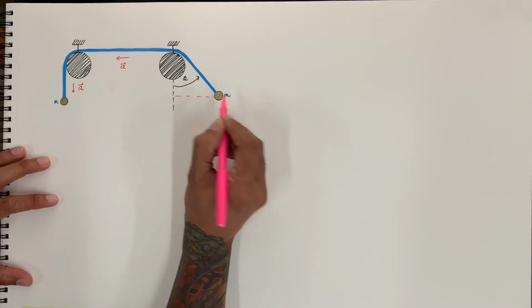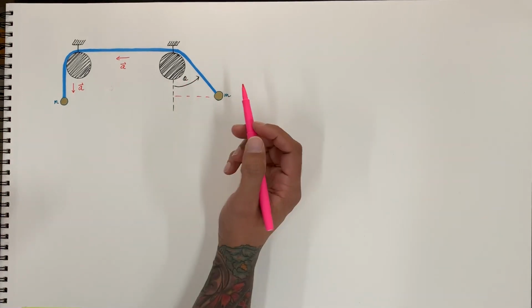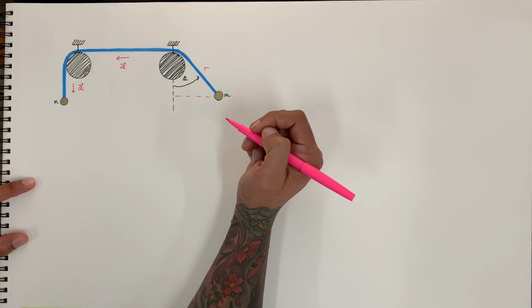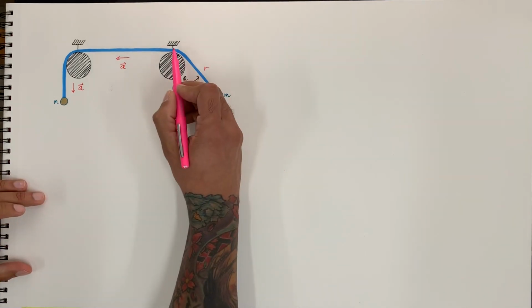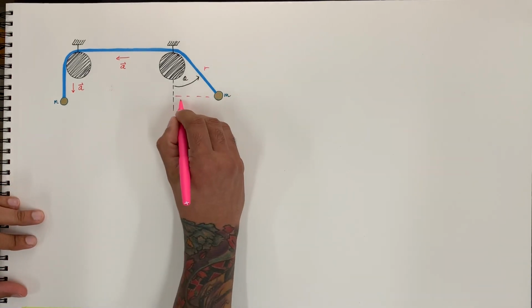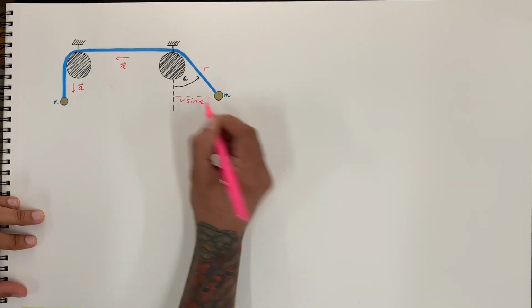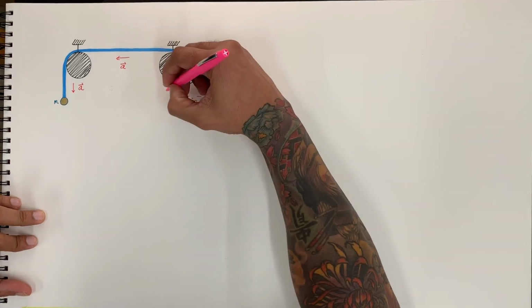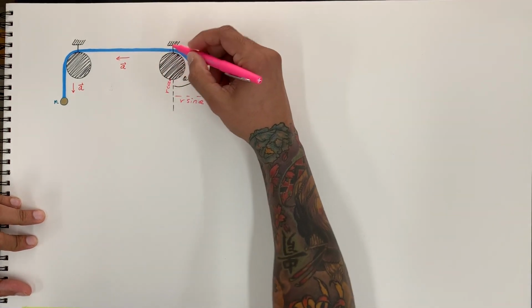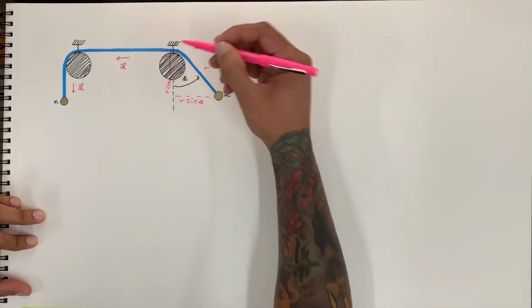And so we know this is theta, and we have this length as r, so that's just from here to here. Okay, so this side here is going to be r sine theta, and this side over here is going to be r cosine theta, which stretches from this whole thing right here.